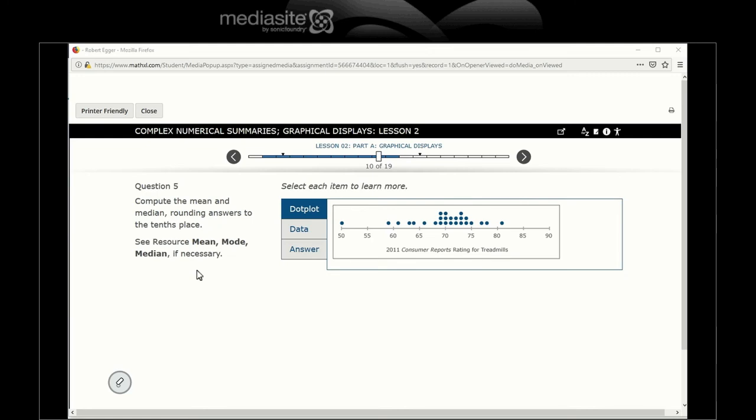Compute the mean and median, answers to the 10th place. See resources: mean, mode, median. All right, find the mean and median. First thing you need to do, take a few seconds, again, pause, and tabulate all the numbers. What I mean by that is, well, I got 50.